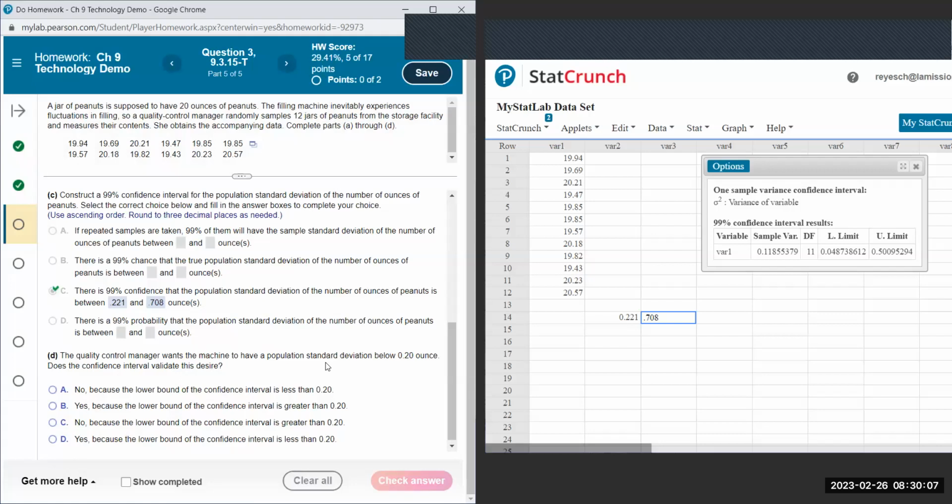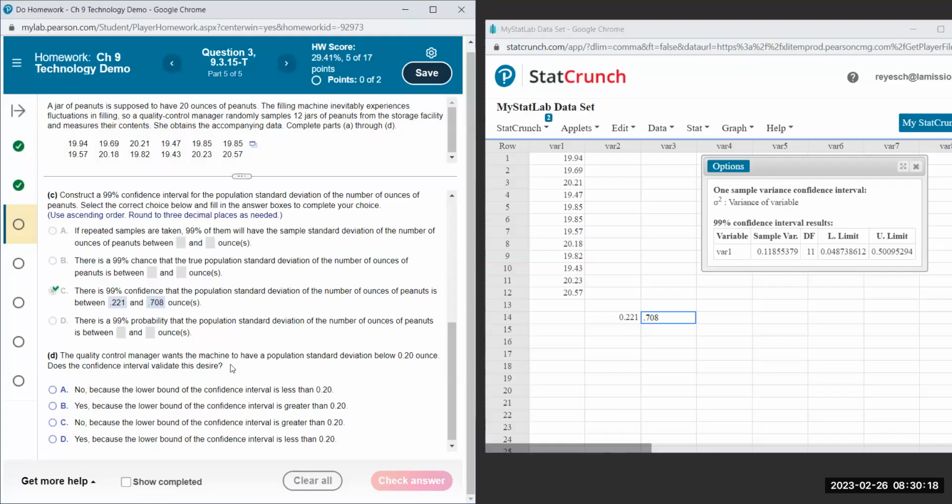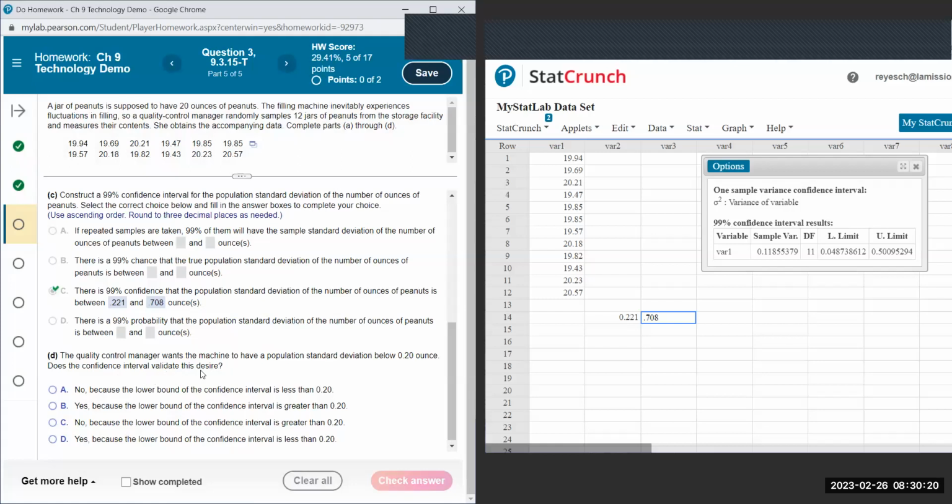So the quality control manager wants the machine to have a population standard deviation below 0.20 ounces. So that's the goal. So does this confidence interval validate this desire? Well, if 0.20 could be one of the possible standard deviations in the window, then yeah. But if it's not in there, then no. So let's see. Mine starts at 0.221, and 0.20 is below that. So this 0.20 is not in this little interval. So he's not meeting his goal, because if the truth is somewhere in between here, it doesn't capture 0.20.